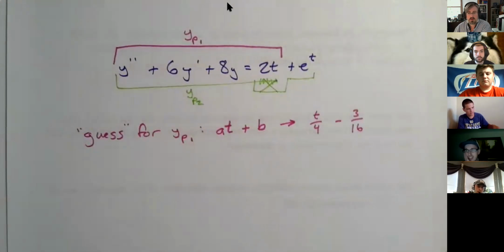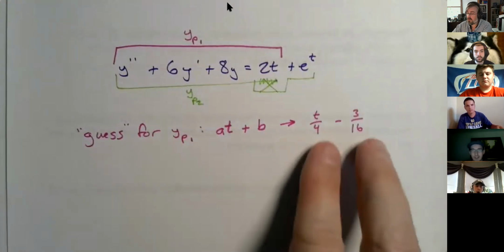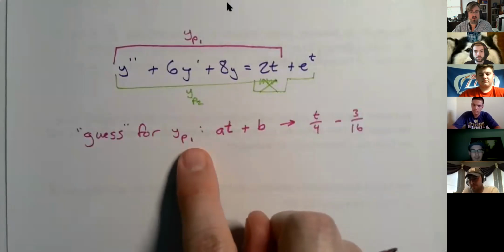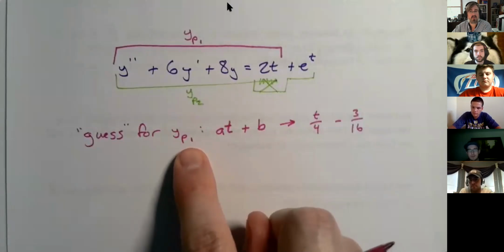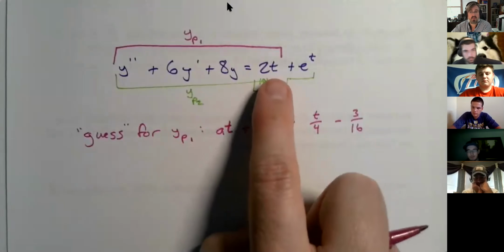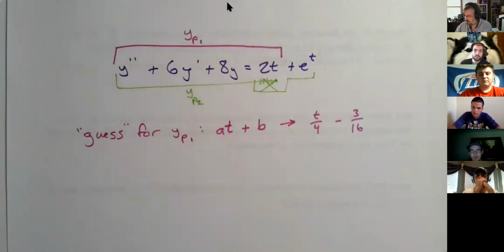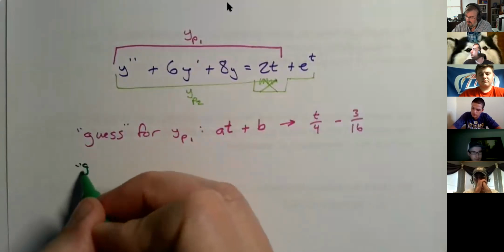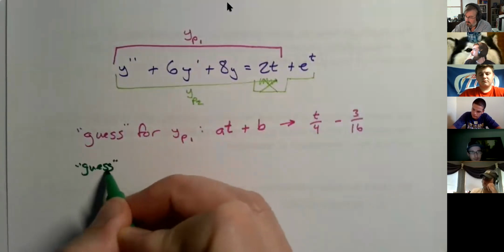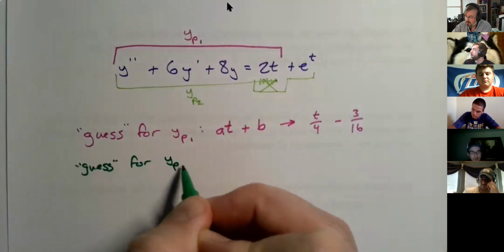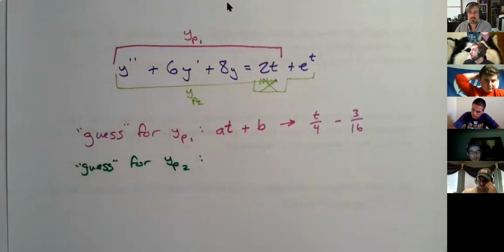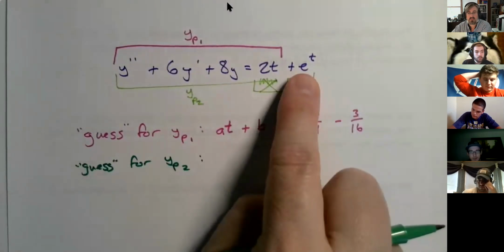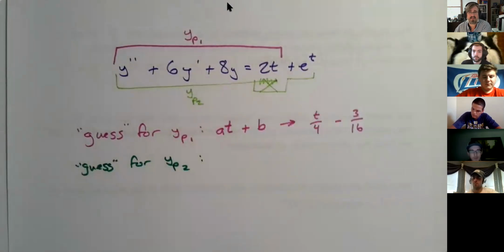Okay. So let's assume that that's correct. That is the y sub p, the particular solution for this first part of the forcing function. Now we can figure out what our guess is. What's a good guess for y sub p2? Well, the forcing function now is e to the t, so what's a good guess for that? Anybody other than Quentin? Yeah, here we go.